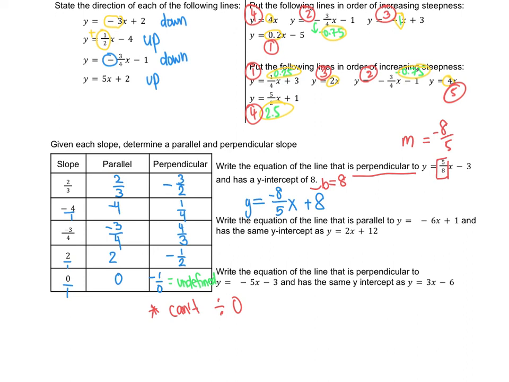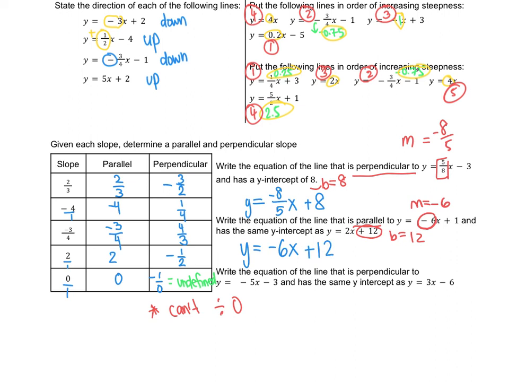All right. Write the equation of the line that is parallel to y equals -6x plus 1 and has the same y-intercept as y equals 2x plus 12. Okay, well, parallel means same slope, which means my slope is going to be -6. I don't even have to do anything. And if I want the same y-intercept, I know the y-intercept is always the constant, and the constant is 12. So b is 12. Now let's merge it together. Y equals mx, so -6x plus b, so plus 12.